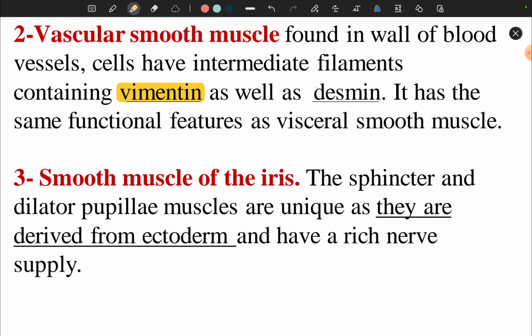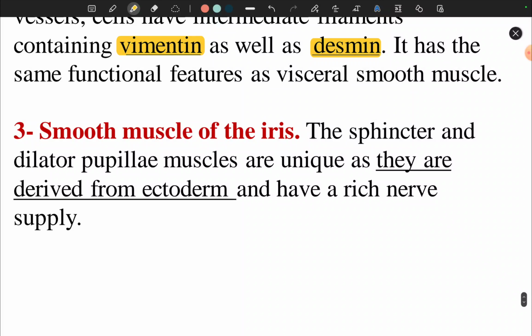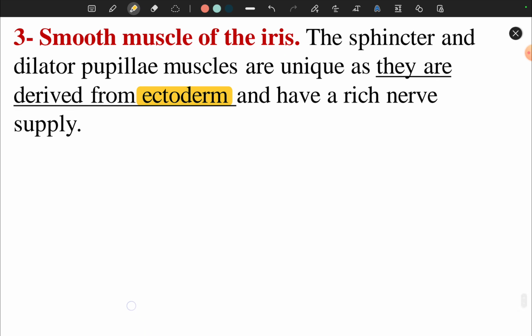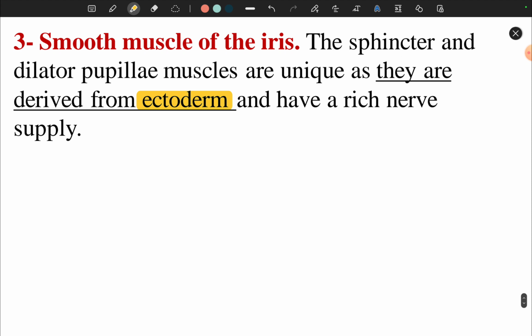Lastly, we have the smooth muscle of the iris, which is embryonically derived from a different origin, which is ectoderm. And it has a rich nerve supply. That's why the eye is very sensitive, and if it is traumatized, it's very painful.